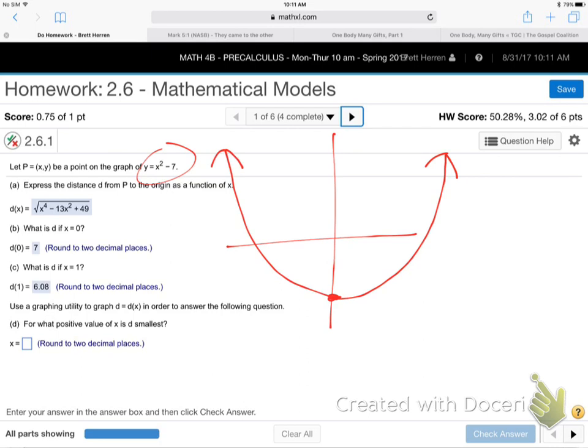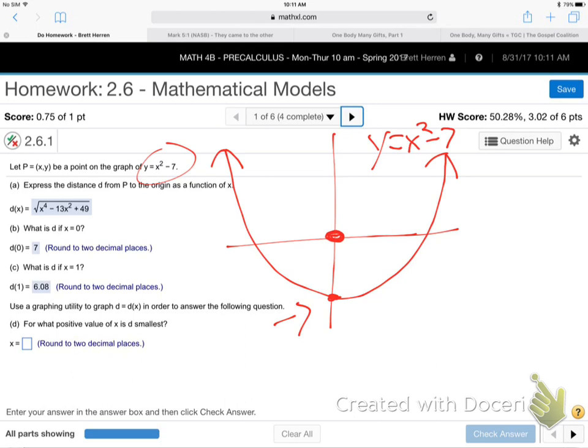It's not an x thing. It's not a right-left thing, huh? It's going to go down 7. So U-shaped down 7. And what they're going to ask me on this question, the point of this question is, say, here's the origin. Here's the graph, y equals x squared minus 7. What's the point on that graph that's closest to the origin? That's what we want to find.